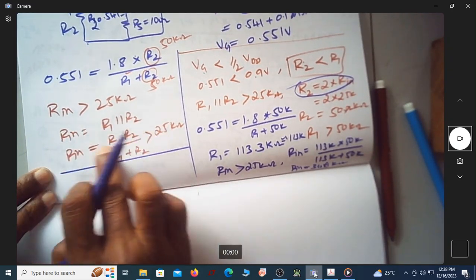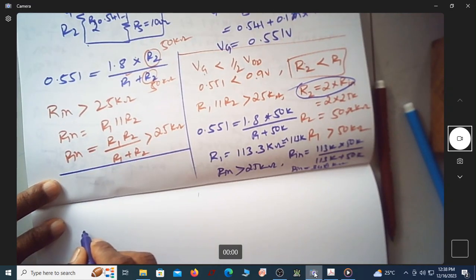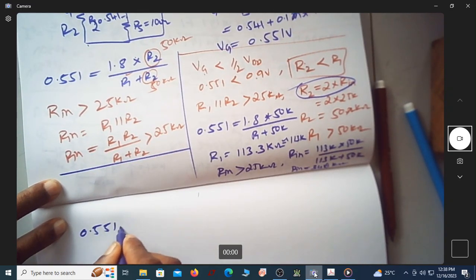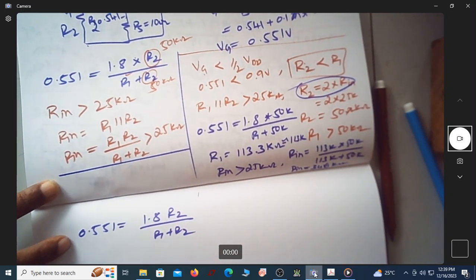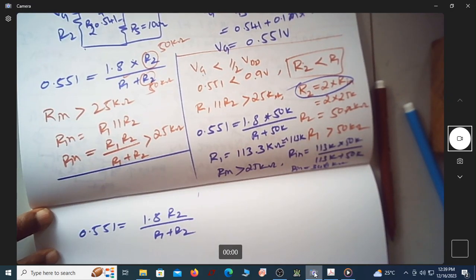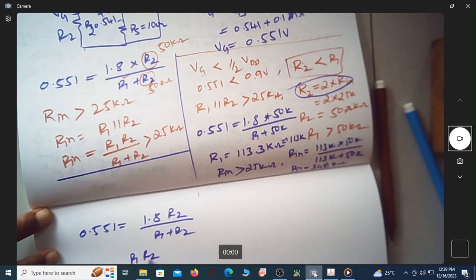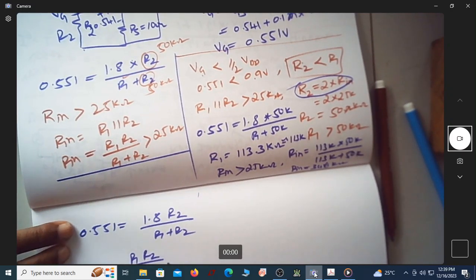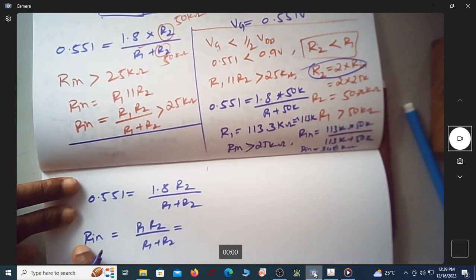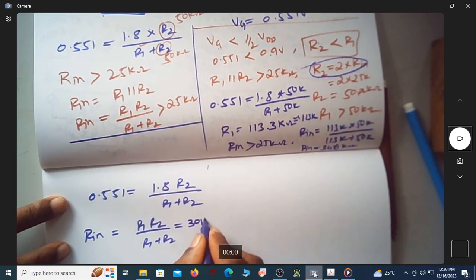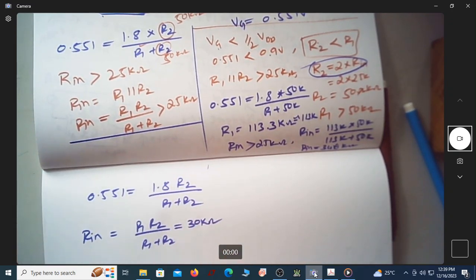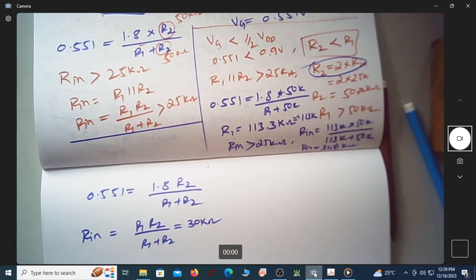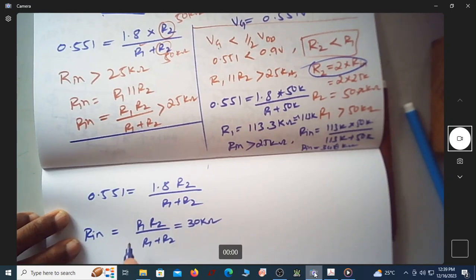So this is again the condition. We know that 0.551 is equal to 1.8 R2 by R1 plus R2. So what is the condition required? R in is equal to R1 R2 by R1 plus R2. Because R in has to be more than 25 kilo ohm, let me just assume this as maybe 30 kilo ohm, because 30 kilo ohm is certainly more than 25 kilo ohm. If you assume more as input impedance, it is advantageous for the circuit.